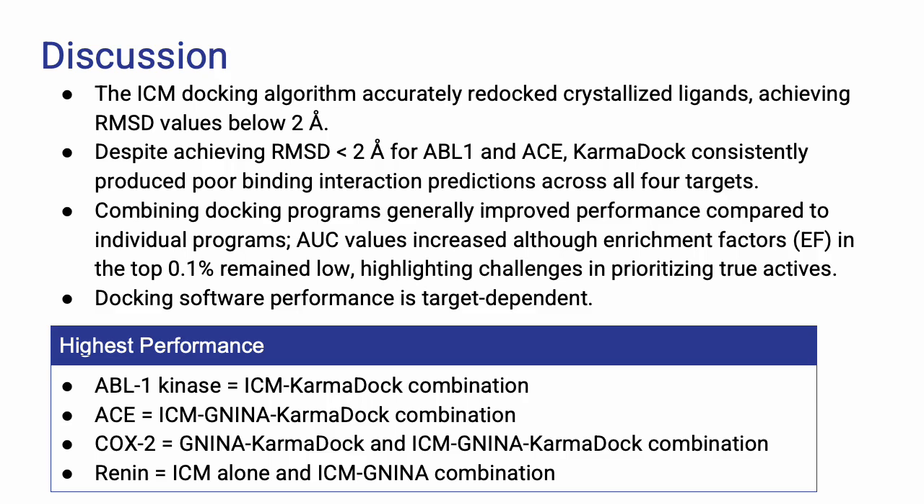Importantly, docking software performance was found to be target dependent. The best performing combination for ABL1 kinase was ICM and Karma-Dock. For ACE, it was the ICM-Nina-Karma-Dock combination. For COX-2, it was Nina-Karma-Dock and the ICM-Karma-Dock combination, and for renin it was ICM alone and the ICM-Nina combination. These findings highlight the need for further optimization in both post-prediction and scoring, especially when early enrichment of actives is critical for virtual screening applications.